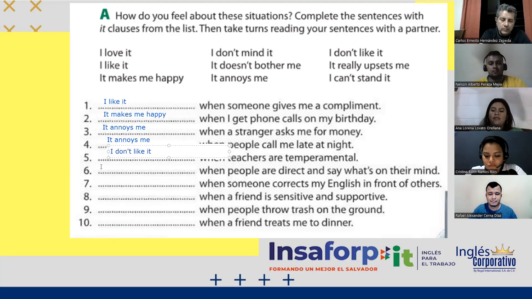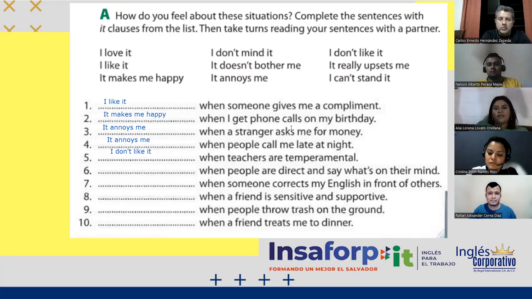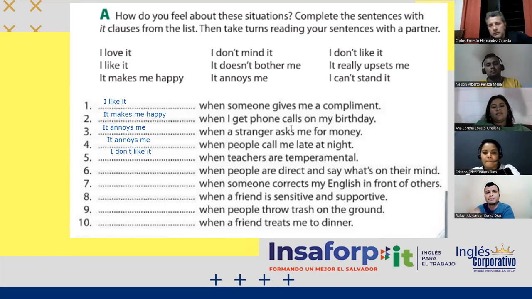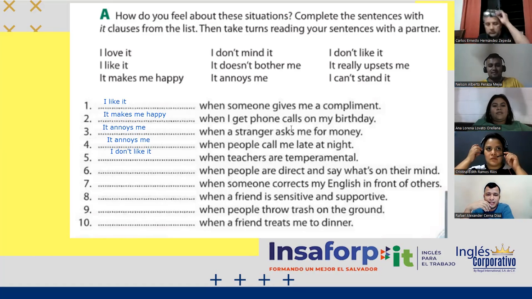Right. Now it's your turn. Please choose another classmate and ask the question number six. Okay. How do you feel when people are direct and say what's on their mind? That's happened to me today. Oh my goodness. I don't like it when people are direct and say what's on their mind. Okay, I don't like it.